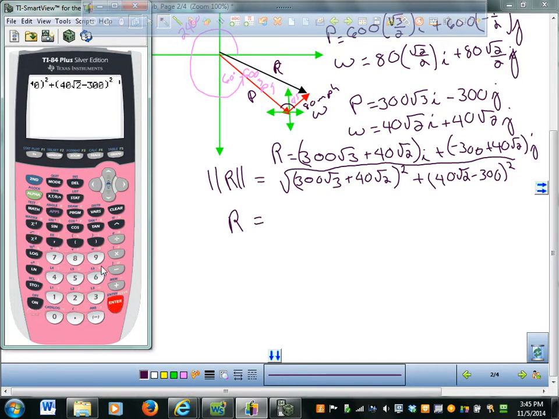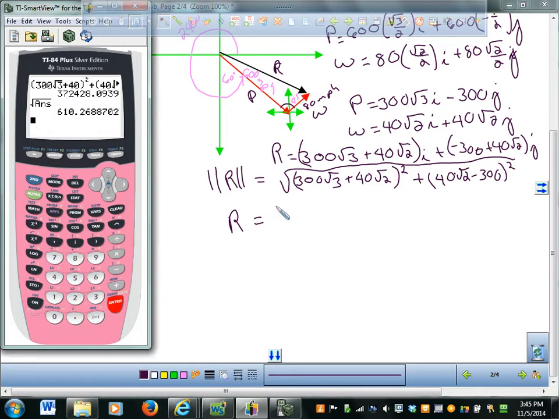Gives me some big, huge number. And then I'm going to take the square root of that number, second square root, second answer. And that will give me 610.26 miles an hour, which is how fast the plane is going. I think I did that right. Okay.